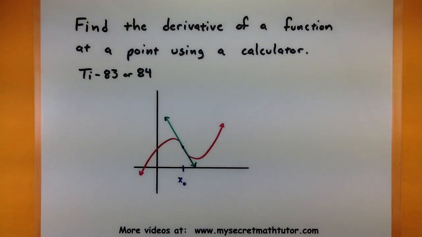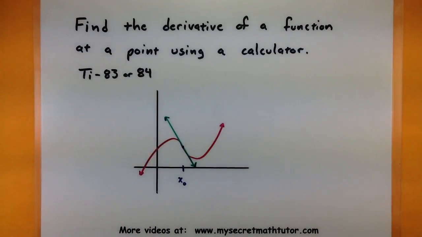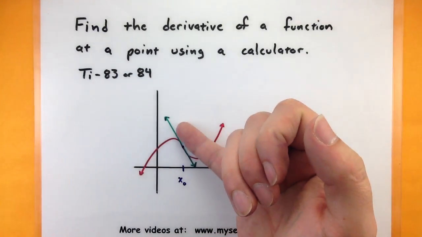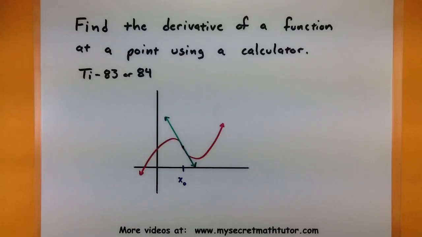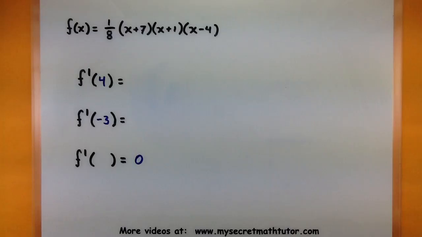For this video, we want to work on finding the derivative of a function at a point using our calculators. For this particular video, I'll be using my TI-84, but you could also use it for a TI-83. Remember that when we're looking for the derivative of a function at a single point, we want to know the slope of that tangent line. The good news is the calculator already has a function built in that will give us the slope of that tangent line. Let me grab my example problem, and go ahead and grab your calculators.